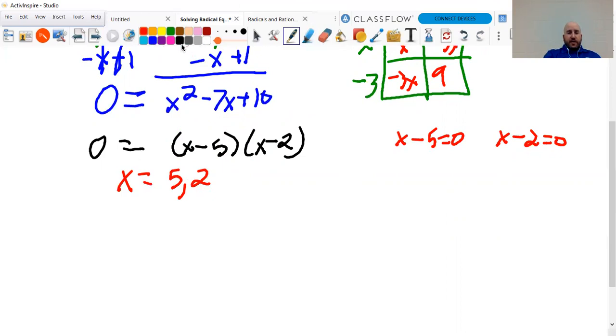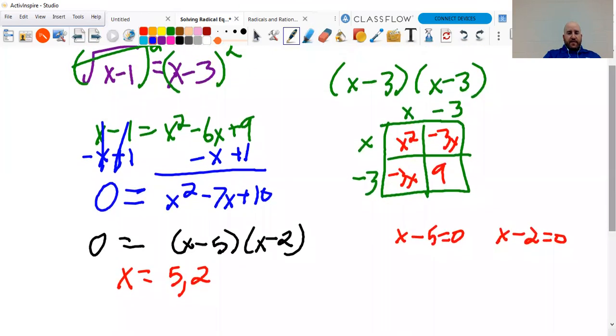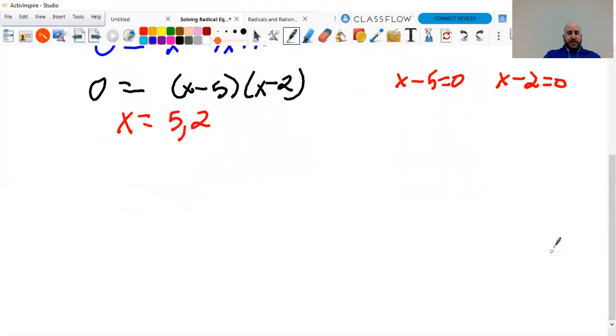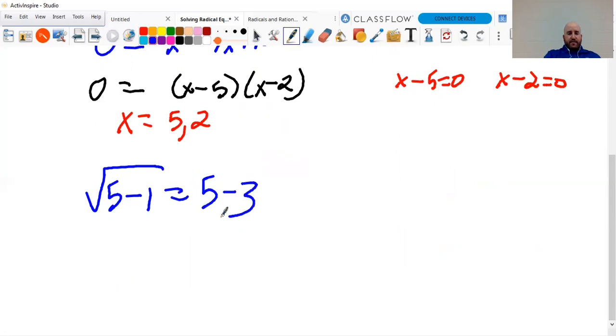This is where we're talking about extraneous solutions we would need to go check, which I'll do really quickly. So square root of x minus 1 equals x minus 3. Plugging in 5, square root of 5 minus 1 equals 5 minus 3. Square root of 5 minus 1 is 4, so I got the square root of 4 equals 5 minus 3, which is 2.